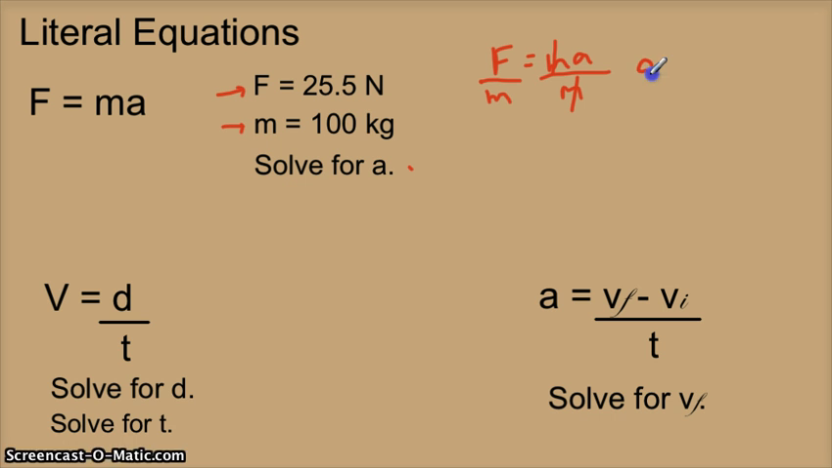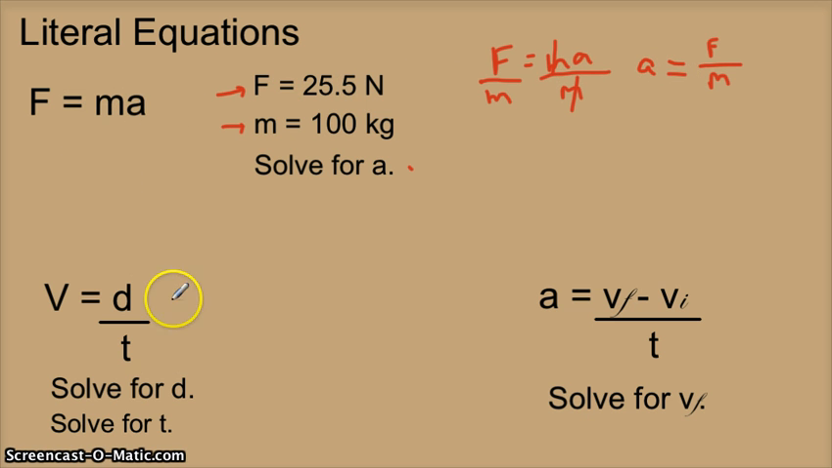So you have A, and flip it over. You can flip the equation over because it is equal. A equals force over mass. A is the acceleration, by the way. So here you can plug in the force and plug in the mass, and you have solved for A. That's how you do a literal equation when you need something that's multiplied like this.